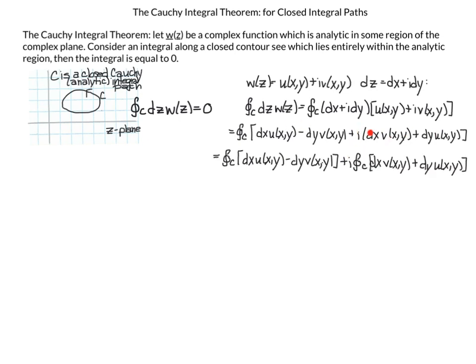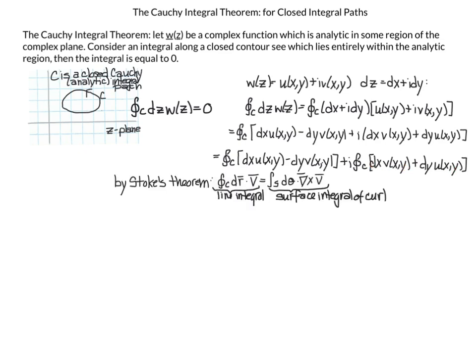This is going to allow me to break this up into two integrals. This is my first integral, where I take this first part here, which does not involve i, and then my second integral when I factor out the i. Remember, i is just a constant, so I can factor it out, and then my integral of this part here that is multiplied by i.